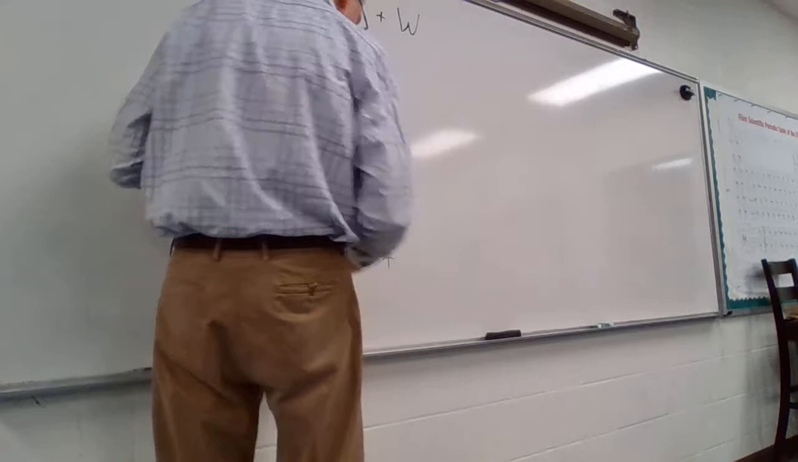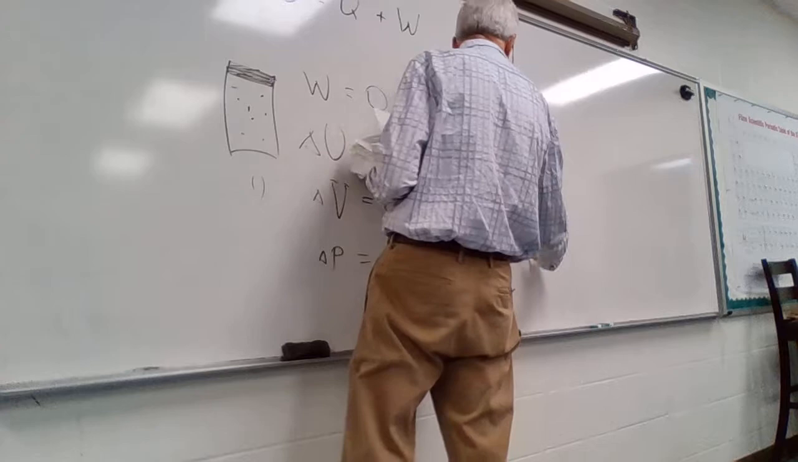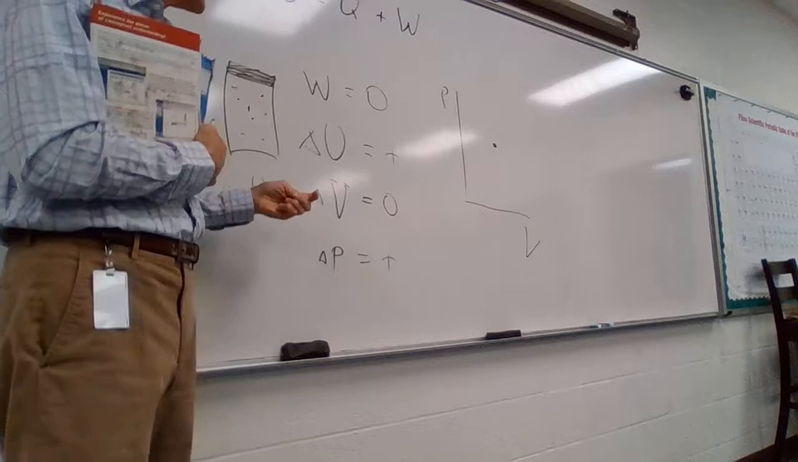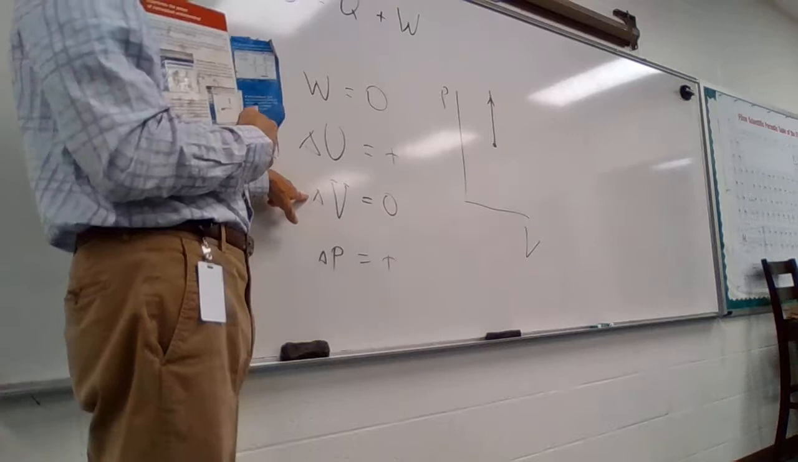Okay, and what would this look like on a PV diagram? Pressure, volume. If it started right here, what direction would the line go as the heat is going in? Straight up. Yeah, because the pressure is increasing up, but the volume is not changing at all. So those are the two things you look at there. Okay, see how easy these questions are?